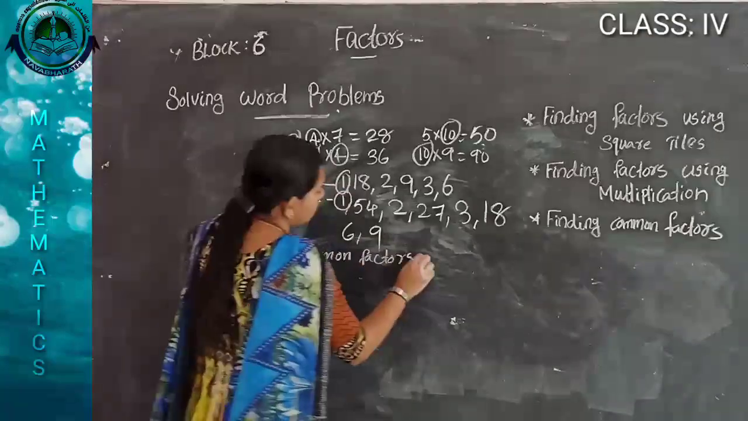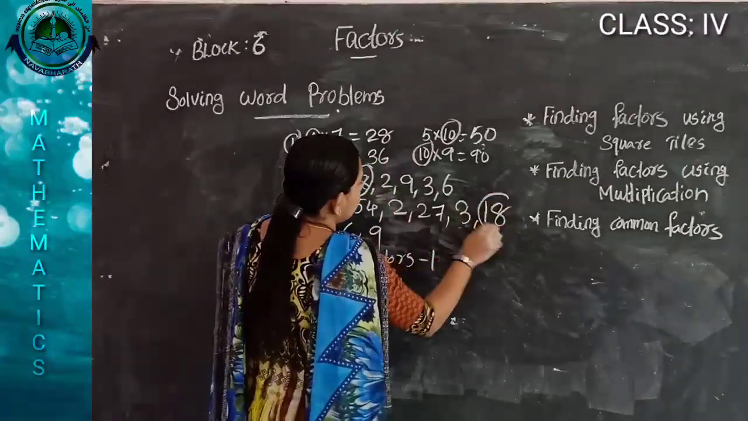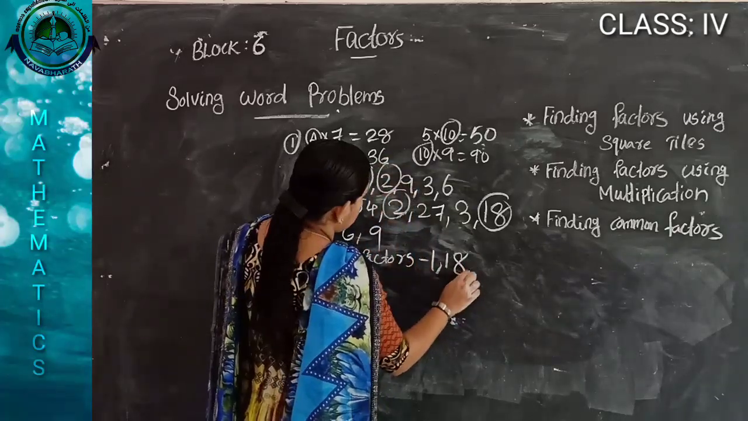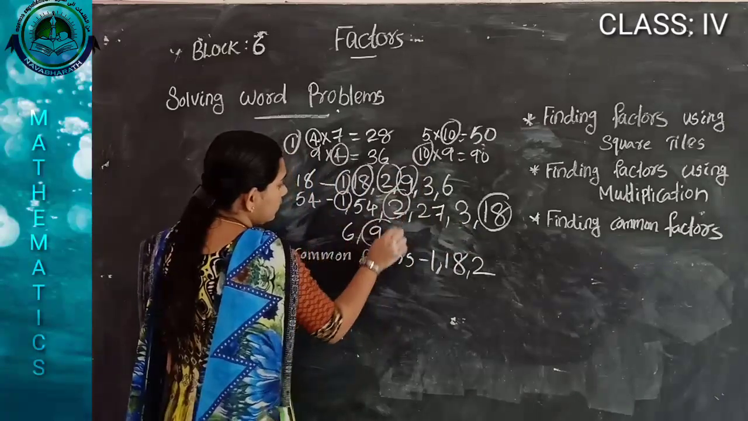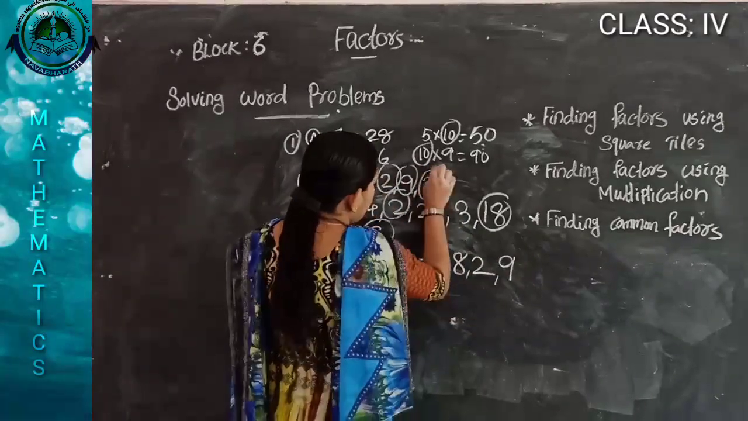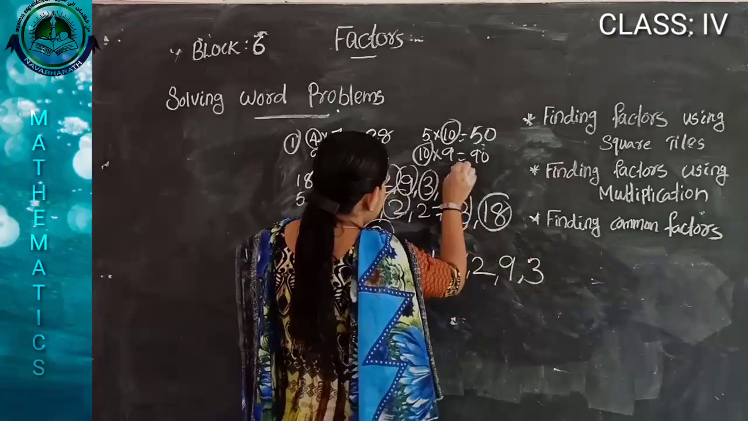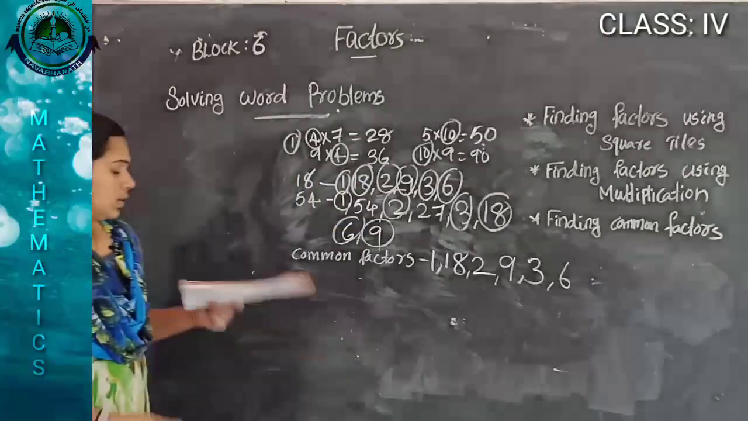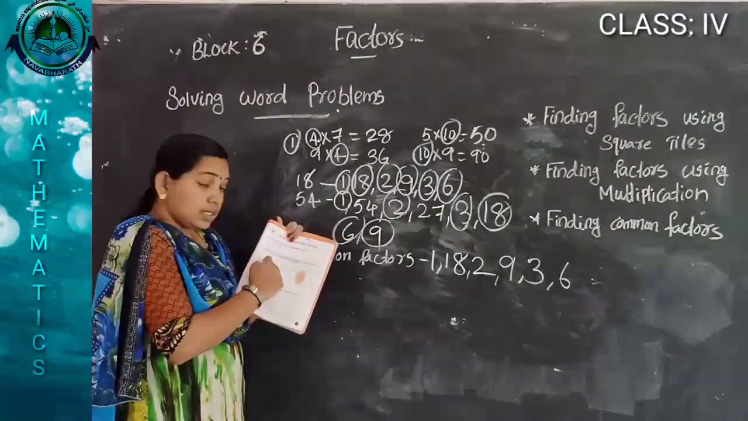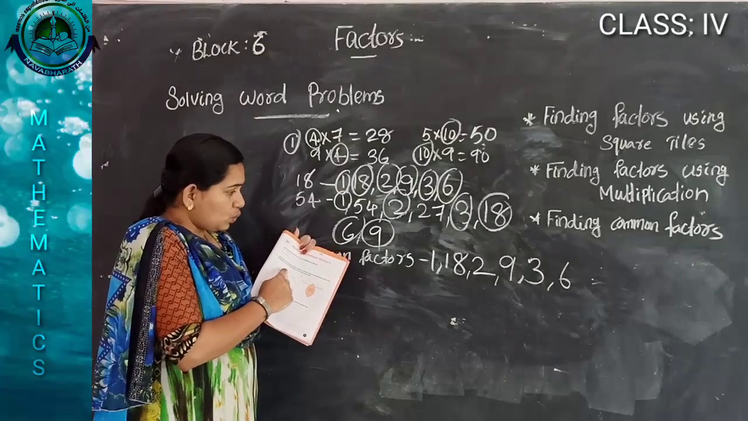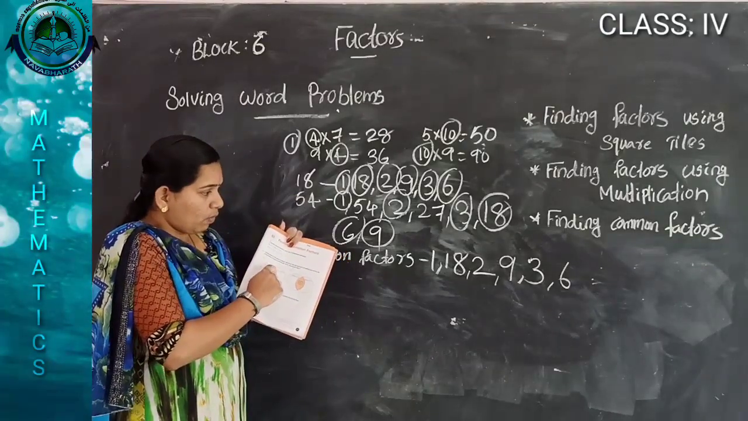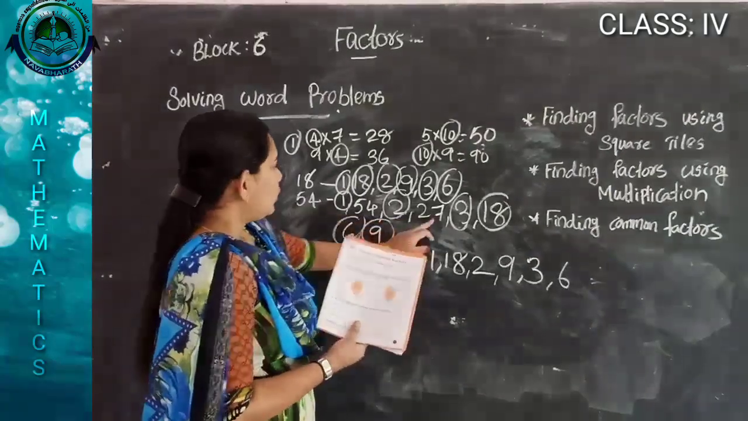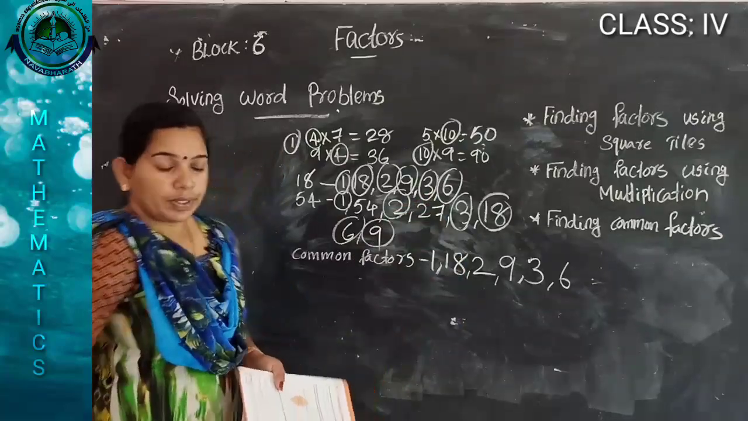1, 18, 2, 9, 3, 6. So here there are no numbers. Common factors are 1. From here you write 1, 2, 3, 6, 9, 18. Then from here you write 54, 27. Okay. The next step.